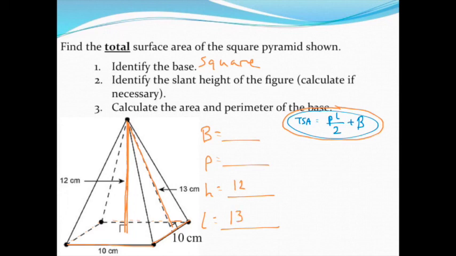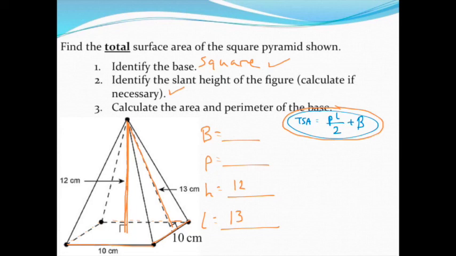Now if they don't give you the heights, it's okay because we don't need it to find surface area. So if they don't give you the height, just leave that blank. If they don't give you the slant height though, we'll need a way to calculate that. We'll look at that in the next video. Alright, so we got our slant height and our height identified. We have the base figured out. Let's go ahead and find the area of the base and then the perimeter of the base.